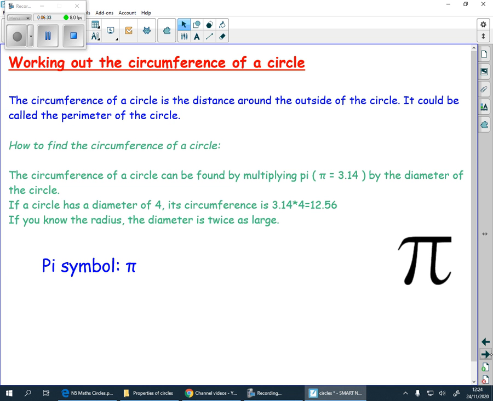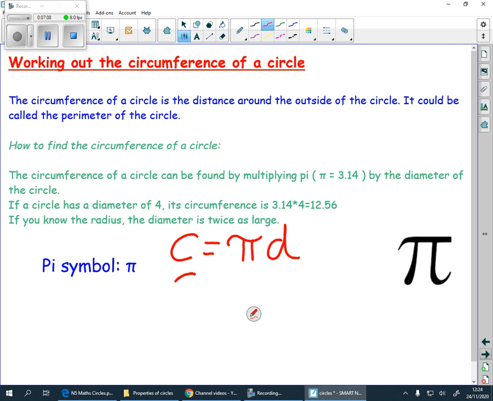So, working out the circumference of a circle. The circumference, so that's the distance around the entire outside of the circle, the perimeter of the circle, you find by multiplying pi by the diameter of the circle. So the circumference equals pi times the diameter. Alternatively, because we know the diameter is 2 radii, we could say the circumference equals 2 pi r.